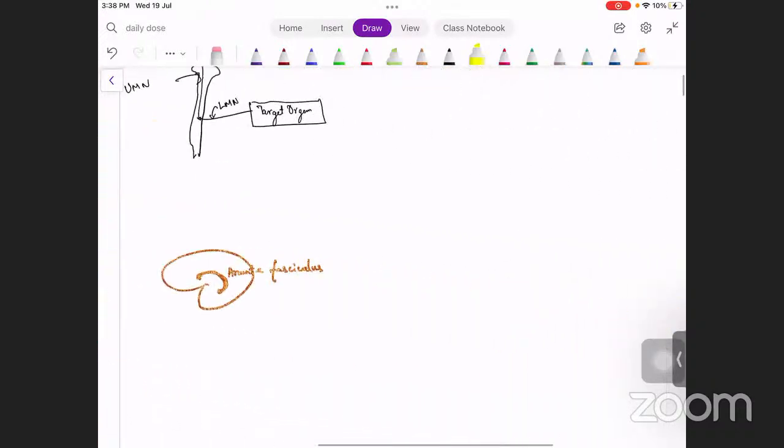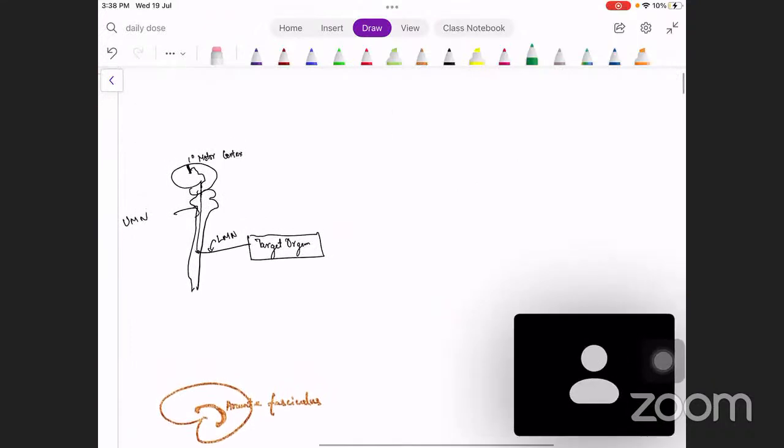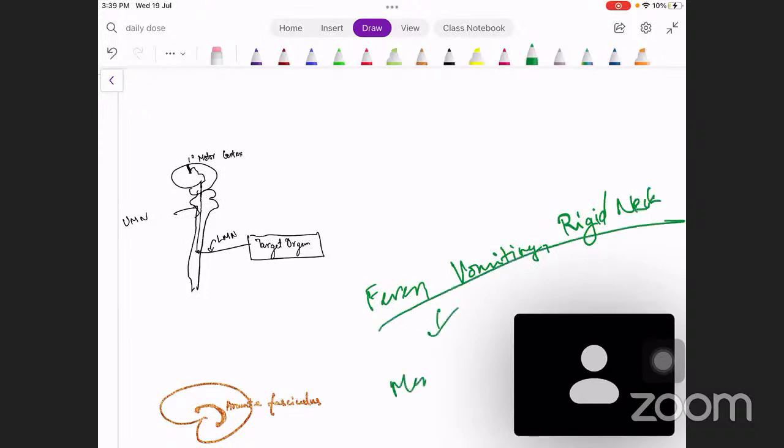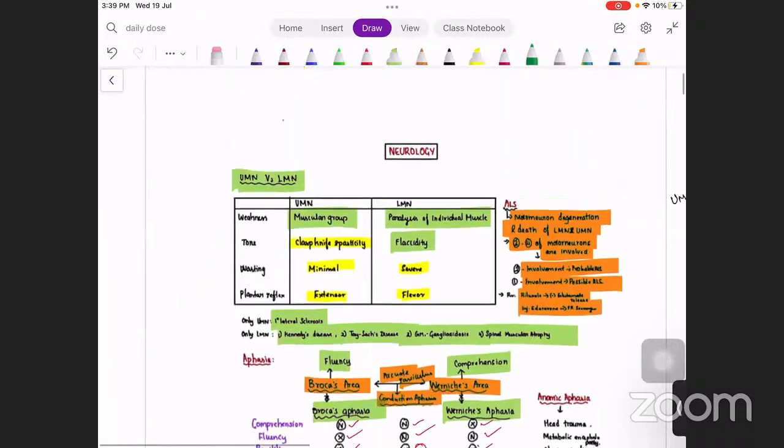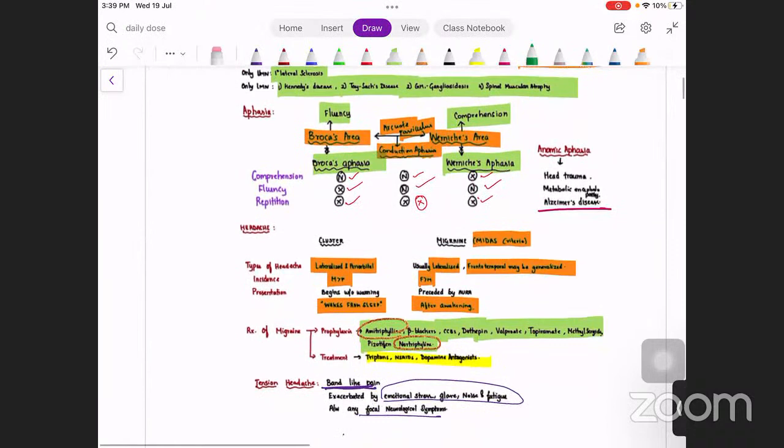Apart from that, you may see meningitis: fever, vomiting, rigid neck or nuchal rigidity. Rigid neck, classical symptom of meningitis. Lumbar puncture will be performed, that you might have studied in your medicine class already. Yes or no? So speaking about that, comprehension is impaired in Wernicke's aphasia, while fluency is impaired in Broca's aphasia, while repetition is impaired in all three aphasias. Anomic aphasia is associated with Alzheimer's.